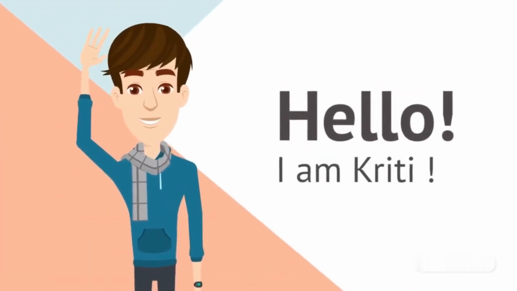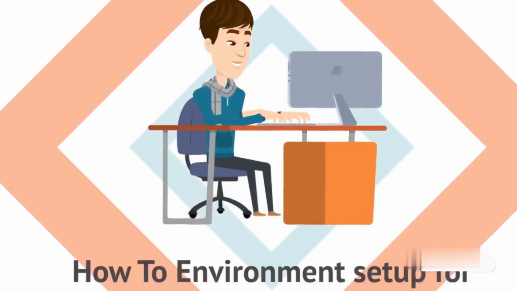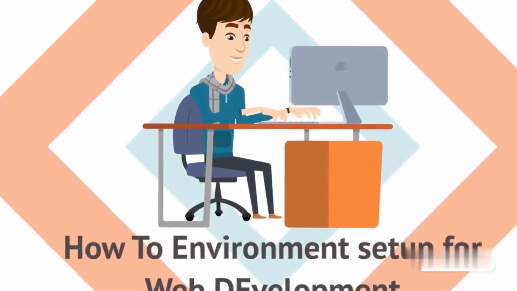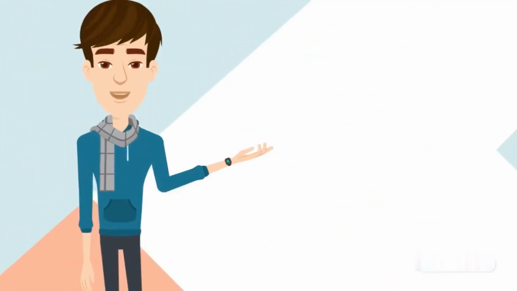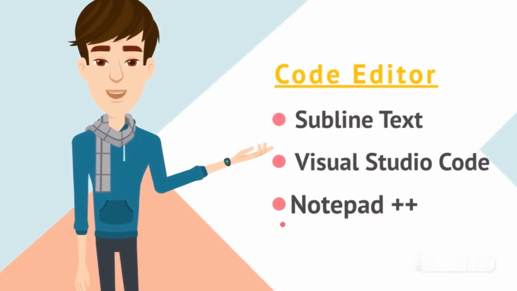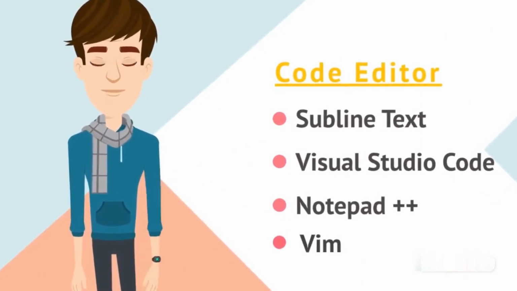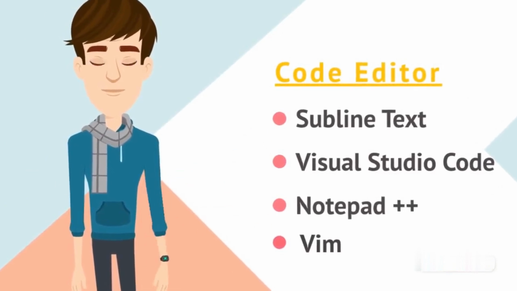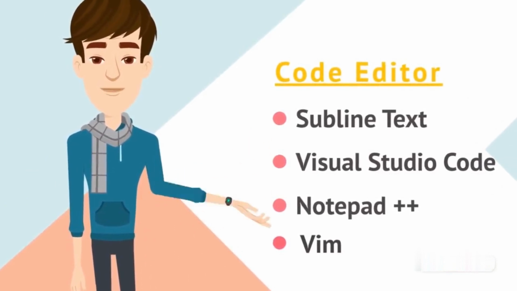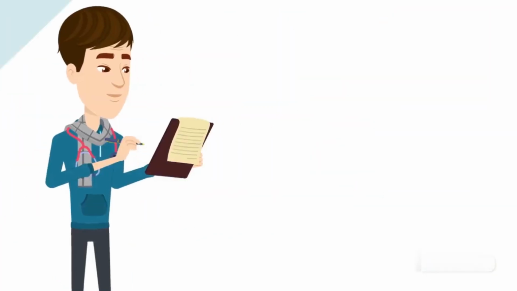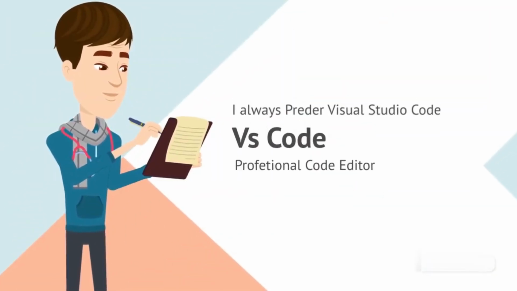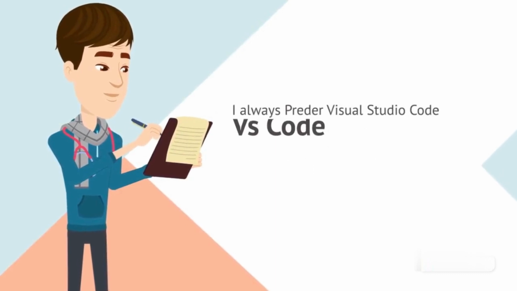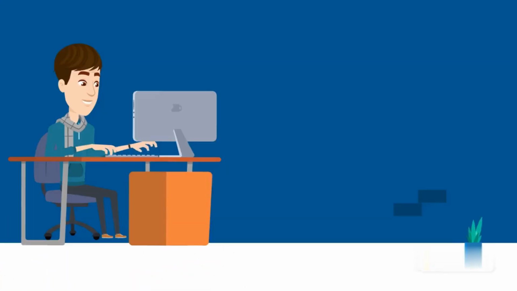In today's video we will learn how to set up the environment for web development. So first of all we need a code editor. There are many types of code editors available online, such as Sublime Text, Atom, Visual Studio Code, Notepad++ and Vim. The most popular of these is Visual Studio Code and it is used in various professional work.